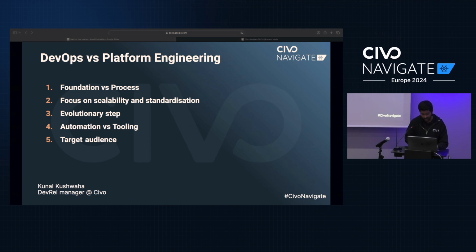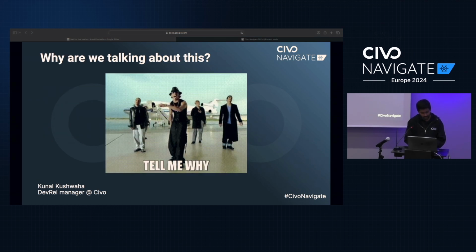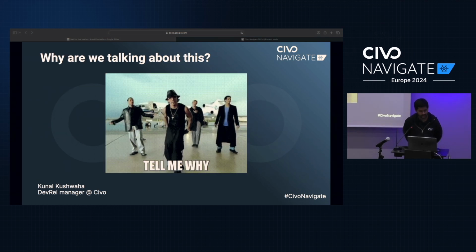Cool. When we talk about the target audience, DevOps practices are generally adopted by both the dev and ops teams. Platform engineering primarily targets developers, providing them with a platform that simplifies and streamlines their workflow. So that's the overall theme. But why are we talking about this?